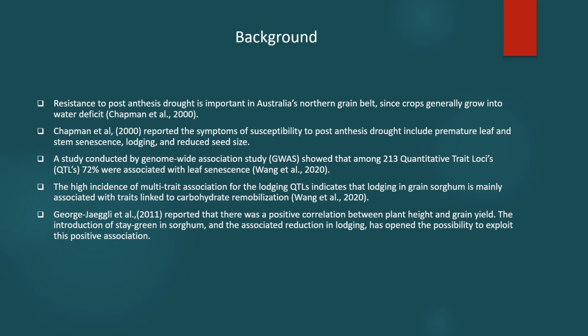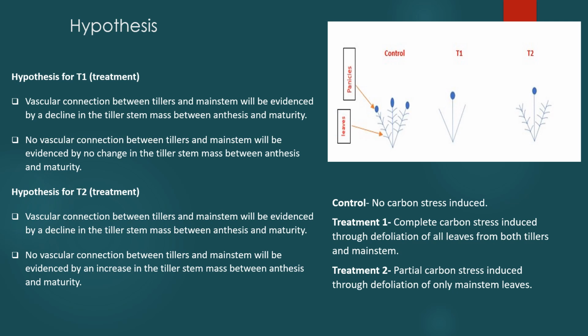As you can see in the diagram, for the control, I used it without any modification. In treatment T1, the plant was entirely defoliated and panicles were removed from the tillers to ensure complete carbon stress. And in treatment T2, leaves were only removed from the main stem and panicles were removed from the tillers to induce partial carbon stress.